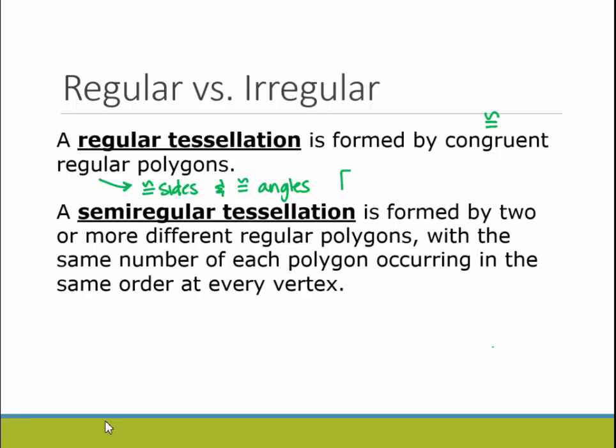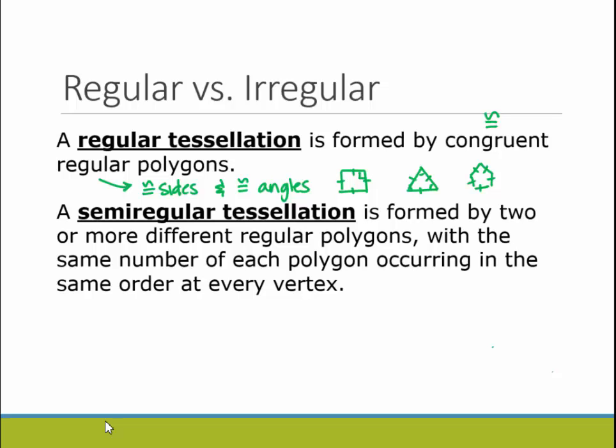So a square works. You need all 90-degree angles, all nice even sides. An equilateral triangle would work, everything equal. A regular pentagon where all the angles are congruent and all the sides are congruent. Those can make a regular tessellation.